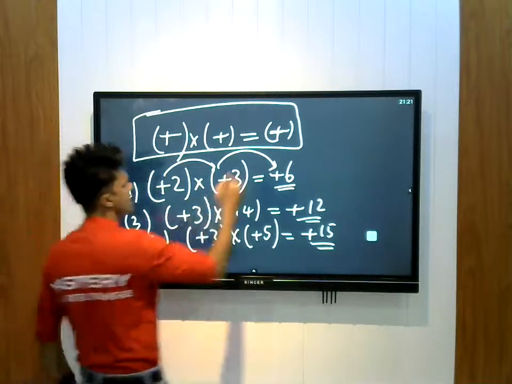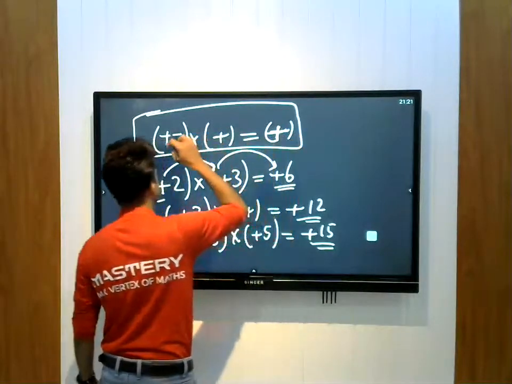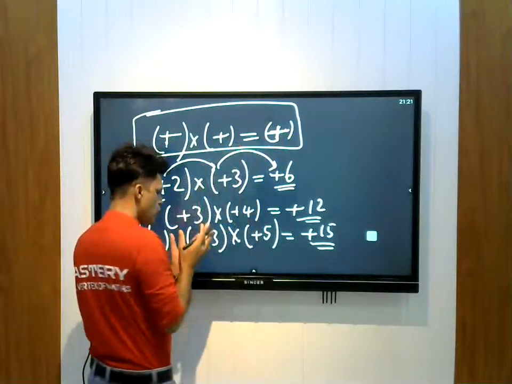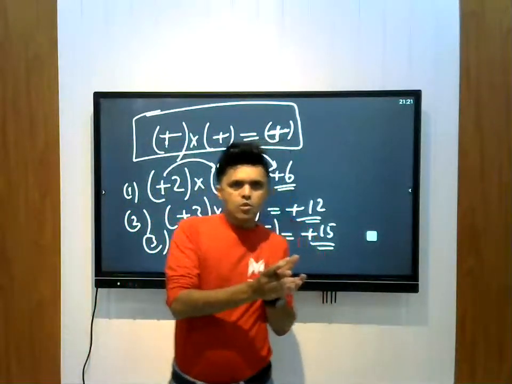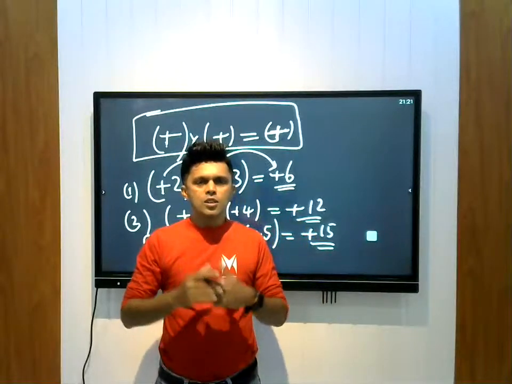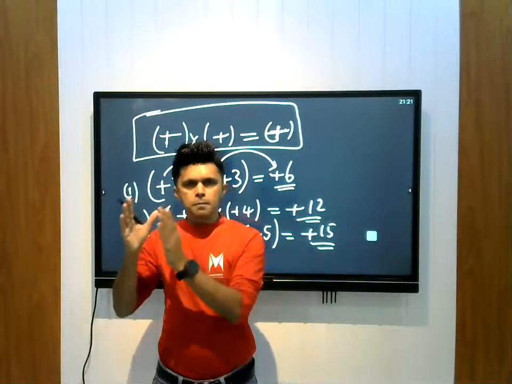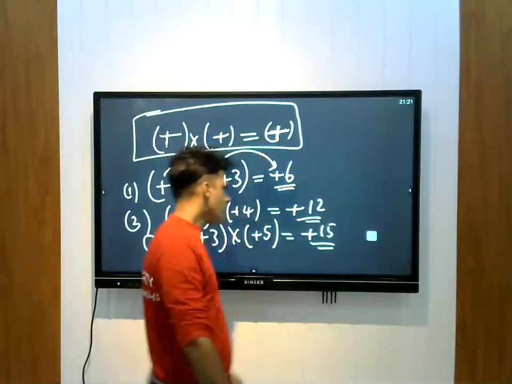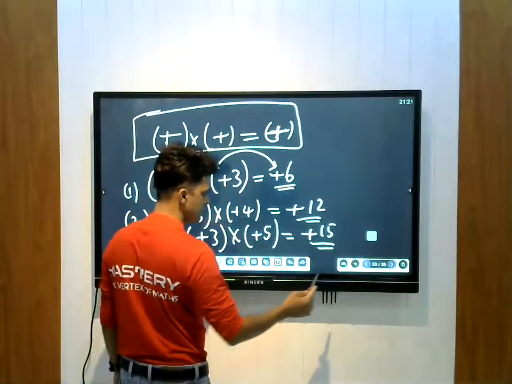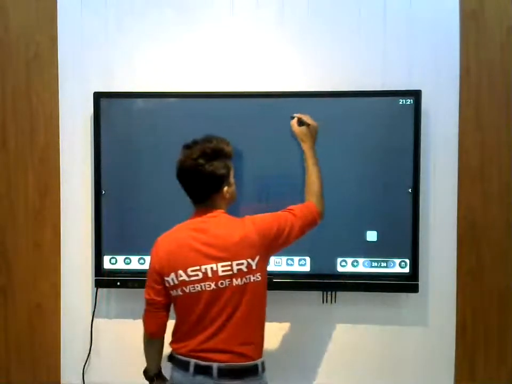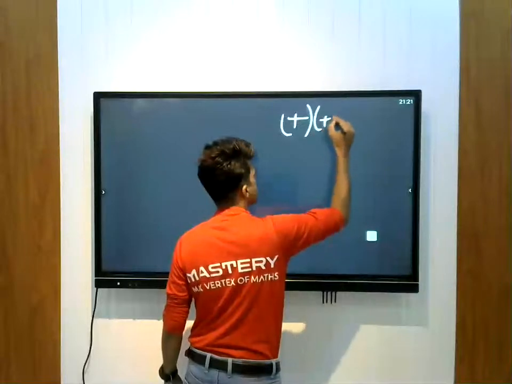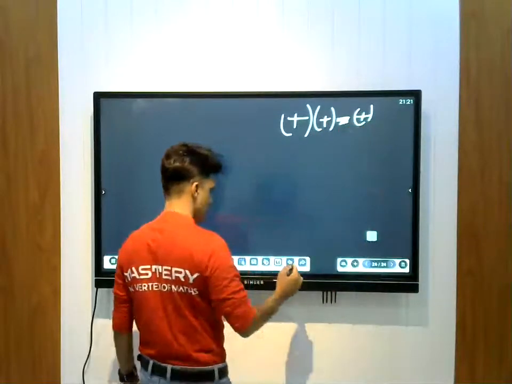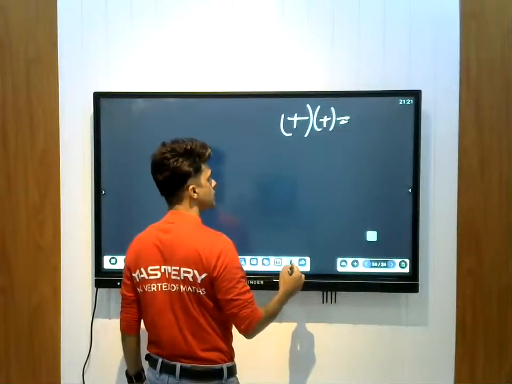So you need to know that when a positive value and a positive value are multiplied, the answer should be a positive value, which means plus into plus is plus. So for the fourth question, you need to bear in mind that plus into plus is plus.